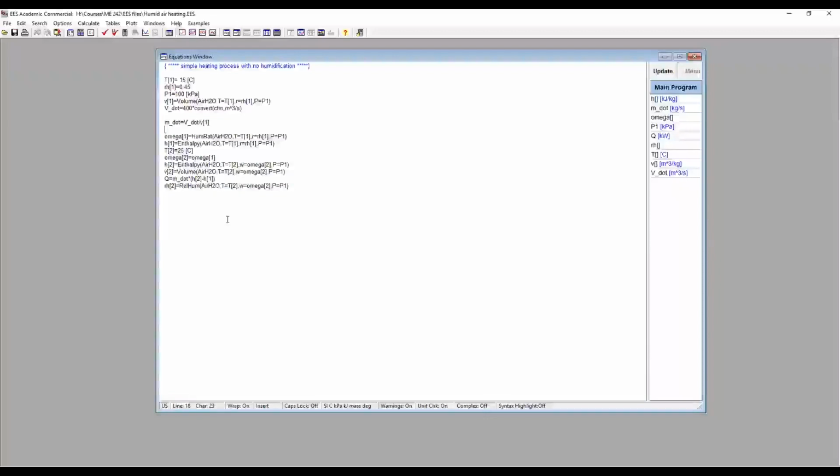Then let me bring this equation up. We want to enforce this equation: omega 2 is equal to omega 1. We call this process simple heating.